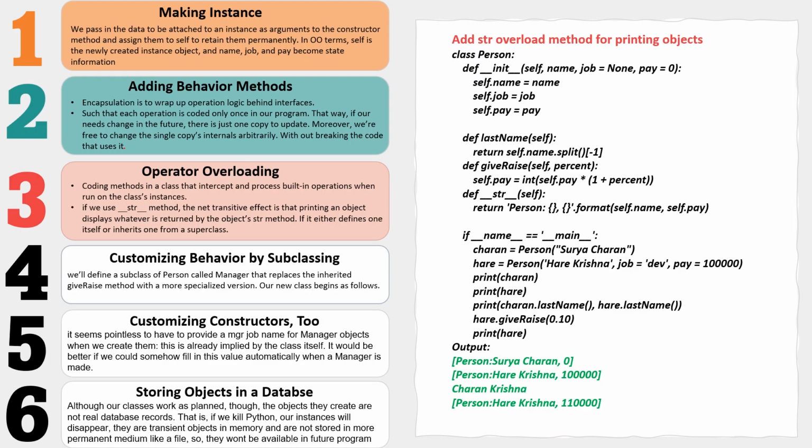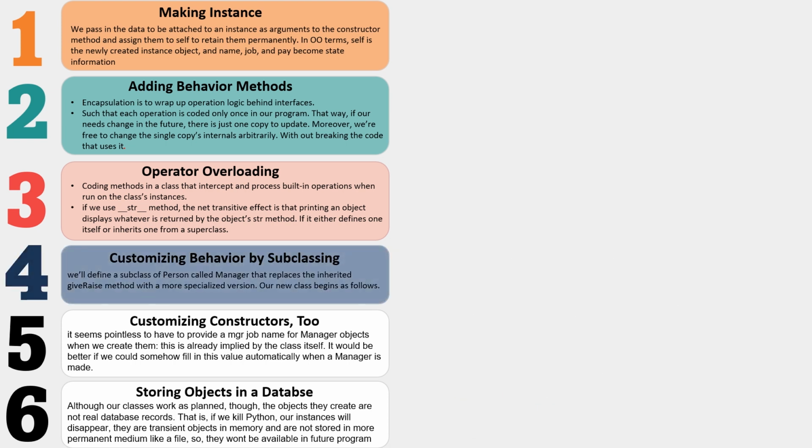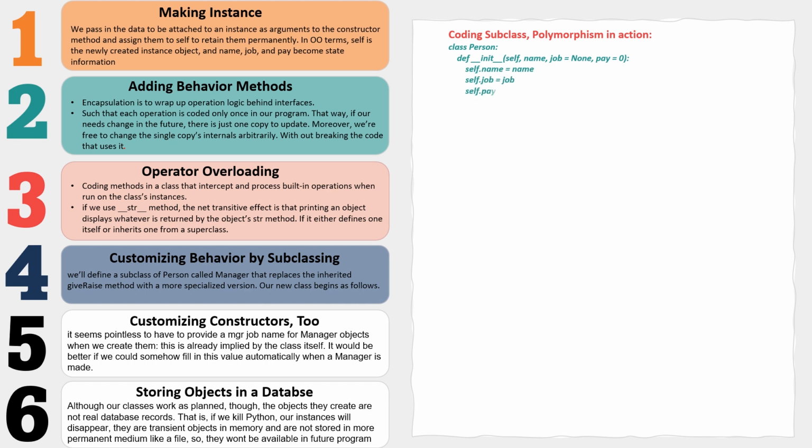And now we will move on to step 4, customizing behavior by subclassing. At this moment, our class captures much of the OOP machinery in Python. It makes instances, provides behavior in methods, and even does a bit of operator overloading.